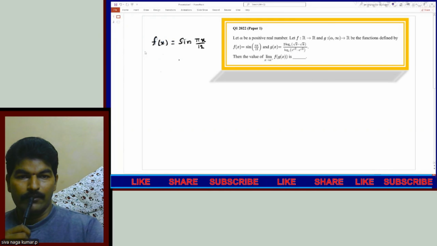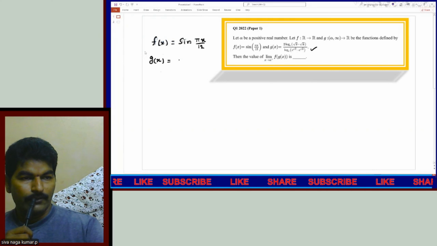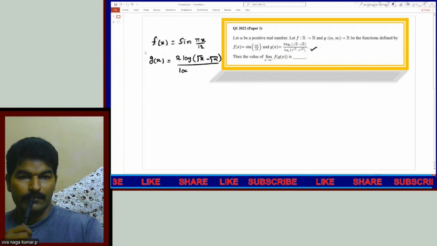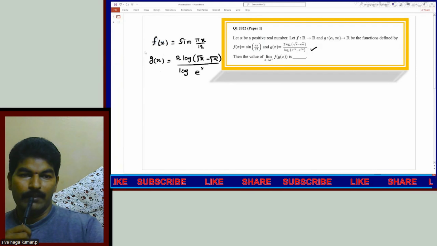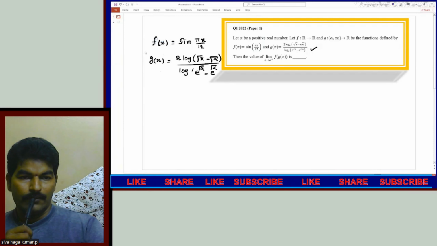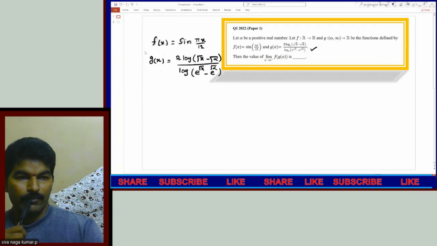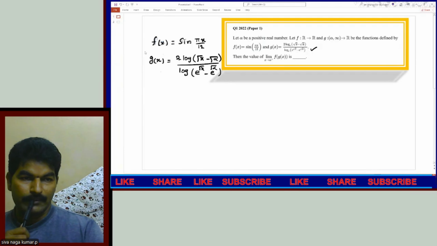And take a look at the function g of x also. g of x equal to 2 log of root x minus root alpha, whole divided by log of e power root x minus e power root alpha. And what he is asking about is limit x tends to alpha plus f of g of x equals to.